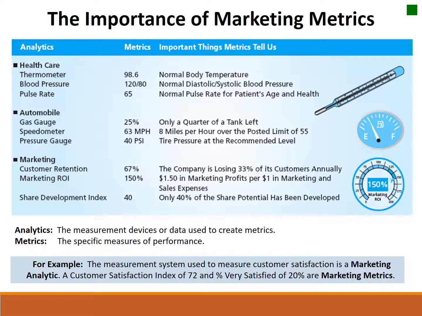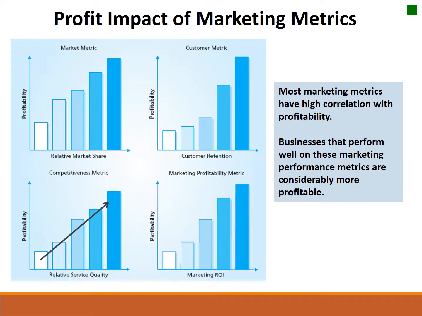For example, a measurement system used to measure customer satisfaction would be a marketing analytic. Then the customer satisfaction index of 72%, which are very satisfied customers, that would be the actual marketing metric. The metric is the number that we measure. The system in which we use to measure it then would be the analytical tool that we're using. So just like any other field, we want to think about different metrics that will help us identify how well the process of marketing is happening.